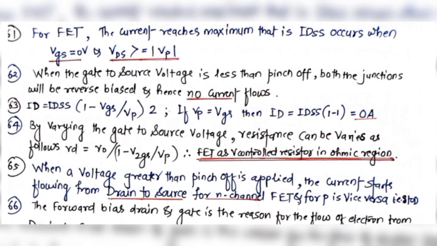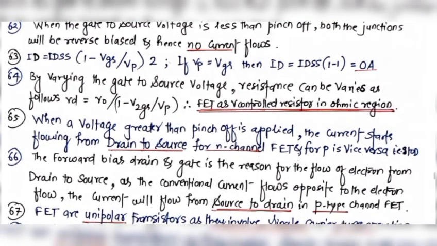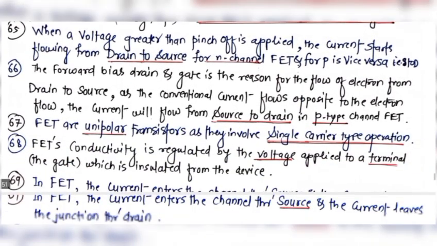When a voltage greater than pinch-off is applied, the current starts flowing from drain to source for an N-channel FET, and for P-channel it is vice versa, that is source to drain. The forward-biased drain and gate is the reason for the flow of electrons from drain to source. As the conventional current flows opposite to the electron flow, the current will flow from source to drain in a P-type channel FET.